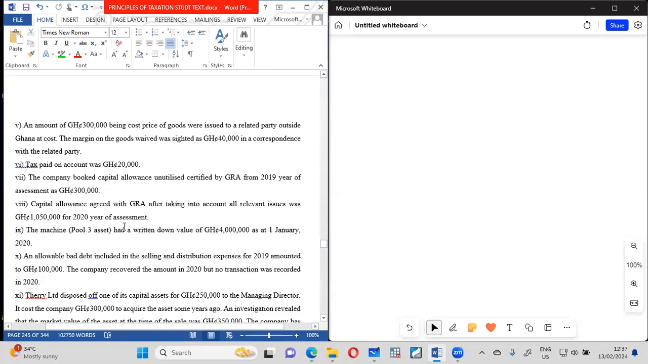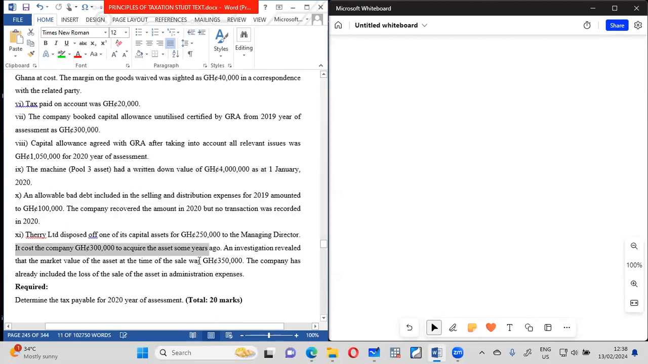It's an income now. And again, Cherry disposed of its capital asset for 250 to the managing director. The cost of the asset was 300 as they were acquired some years ago. An investigation revealed that the market value of the asset is 350. The company has already included the loss, so the loss was 50. It means that we should expense another loss again, because the loss they would have done here is only 50. So we have to add extra 50. Or reduce the loss.